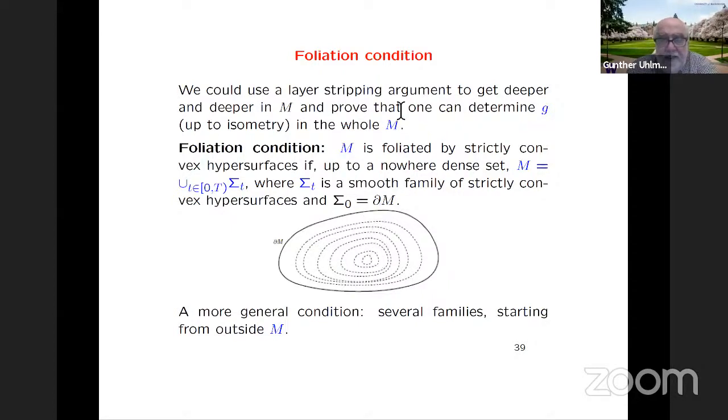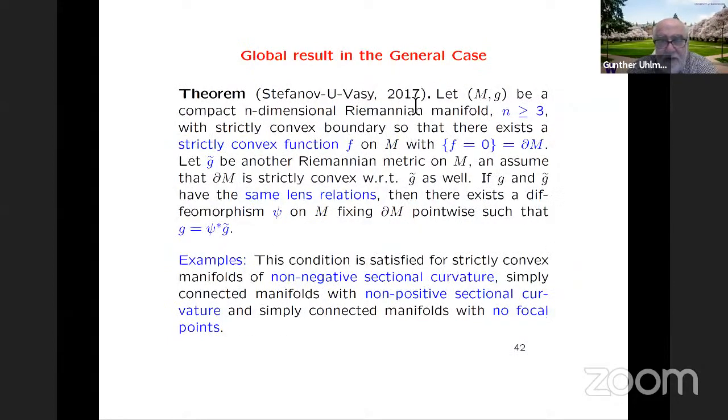In the general case, this was on the arXiv in 2017, but was just published this year. It took 4 years. So you have a compact Riemannian manifold with strictly convex boundary, and there is a strictly convex function. So you start with 0 on the boundary, and the level sets where f is equal to a constant give you the foliation. So suppose the boundary is strictly convex with respect to both. You have the same length relation, then there is a change of variables, leaving the boundary fixed, so that one metric is a pullback of the other.